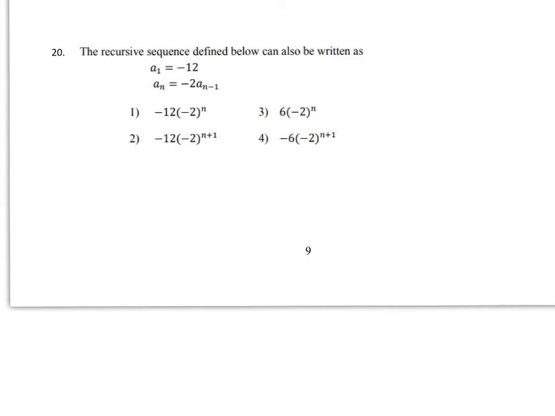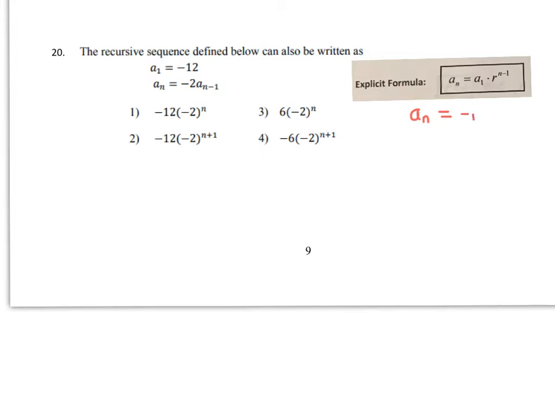Now, my first thought would be, well, let's try to write this using the explicit formula. Okay, so since this is geometric, right, we're multiplying by negative 2 to get from one term to the next, this is the format of the explicit formula. Okay, so a sub n, I'm just going to write this out, is equal to the first term, which they tell us is negative 12. So I'm going to replace a sub 1 with a negative 12. Oop, I kind of got cut off. There we go. Times r, which we know is negative 2, right? Isn't that what we're multiplying by to get from one term to the next? To the n minus 1 power.